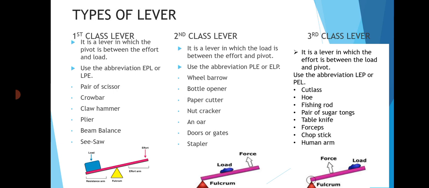We use the abbreviation LEP or PEL. Examples, we have the cutlass, the hoe, we have the fishing rod, pair of sugar tongs, table knife, forceps, chopstick, and also the human arm. Let's take a look at one of the examples there for you to understand. When we take the hoe, you realize that whilst we are weeding or digging the ground, at where the edge is, that's the blade of the hoe, the load will be there.